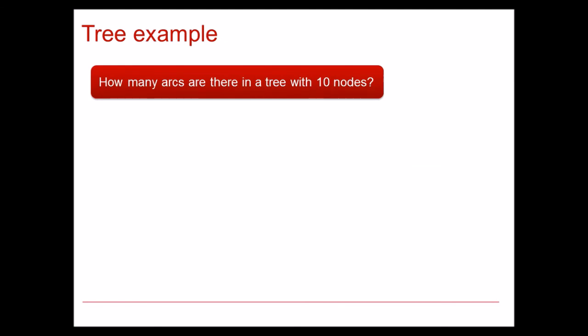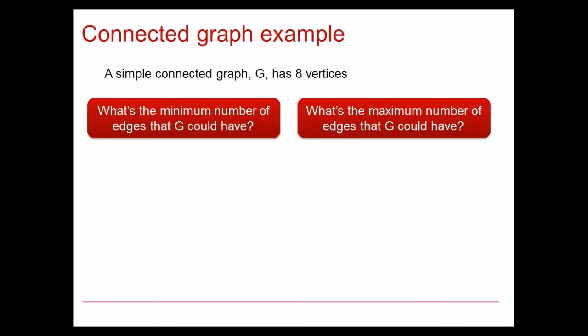So for example, if we were to ask how many arcs are there in a tree with 10 nodes, the answer would be 10 minus 1 or 9. If we were to consider a simple connected graph G with 8 vertices, then the minimum number of edges that G could have would be 8 minus 1, which is 7. But the maximum number of edges that G could have would be if it was a connected complete graph, which would be K8. So half of 8 times 7 equals 28.